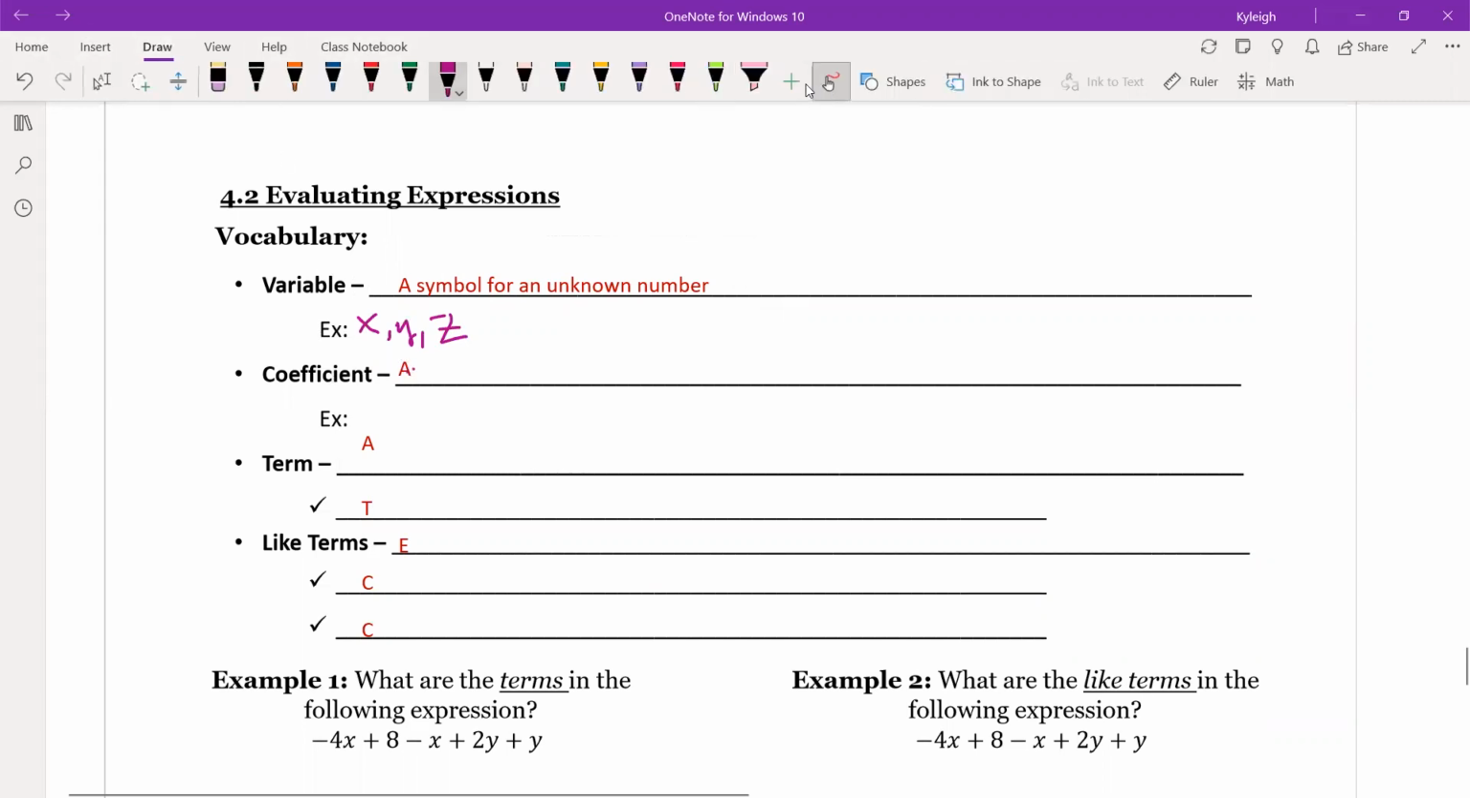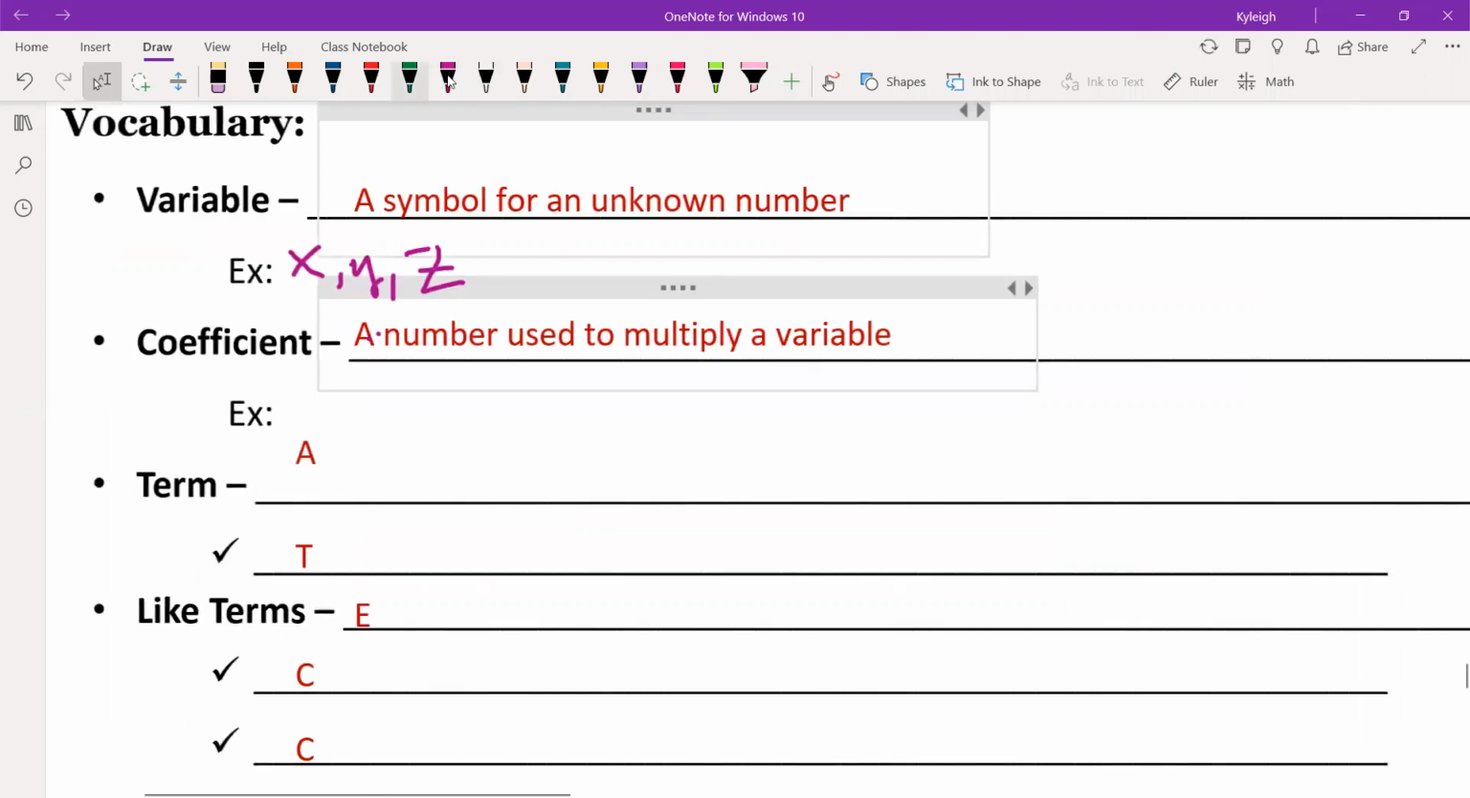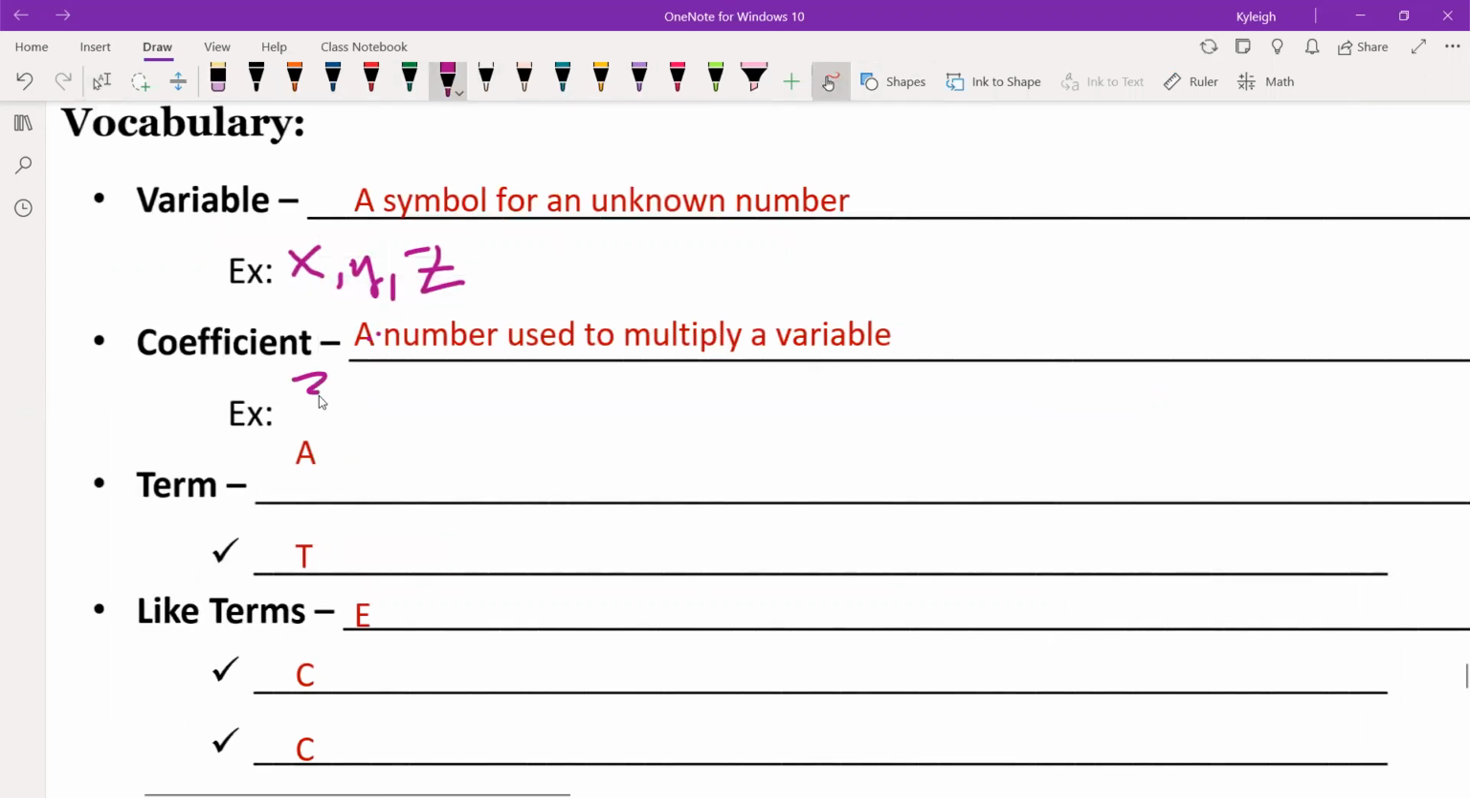Coefficients are a number used to multiply a variable, okay? So examples might be like 3x, and the 3 is the coefficient, or -7y, and -7 is the coefficient, or 1/2 z, and the 1/2 is the coefficient.